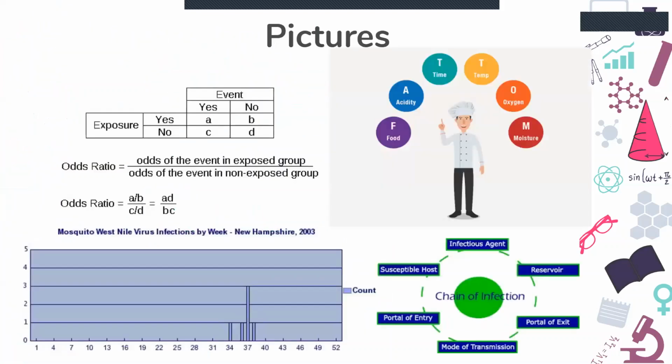So the next slide we have is a couple of pictures. As you see in the top left-hand corner is an example of a 2x2 table, and it has the odds ratio formula listed below, and you just plug in where A, B, C, and D are, and you solve.